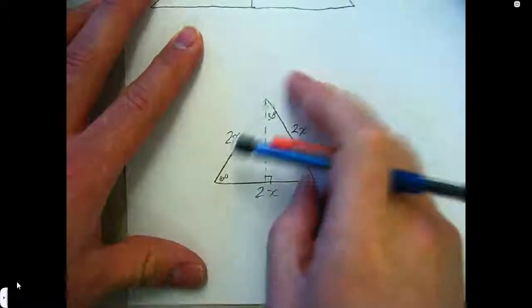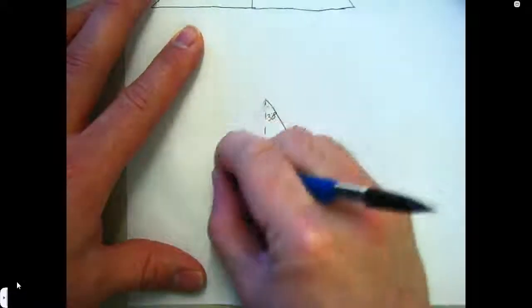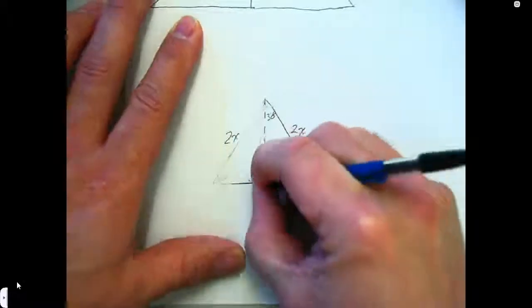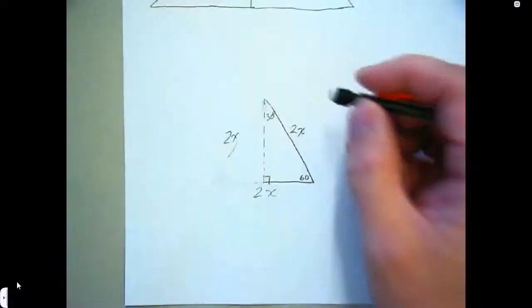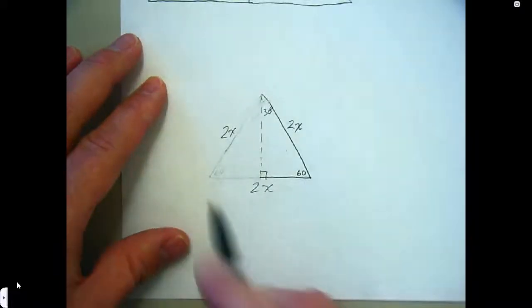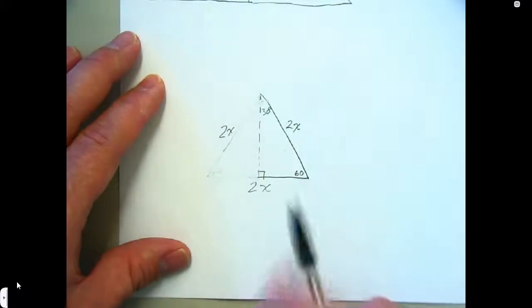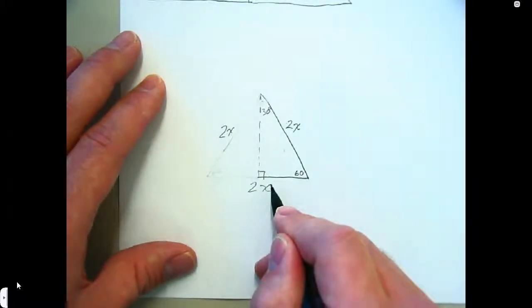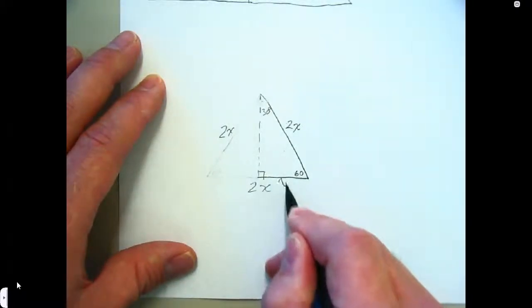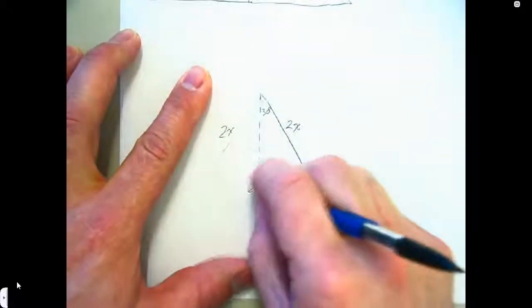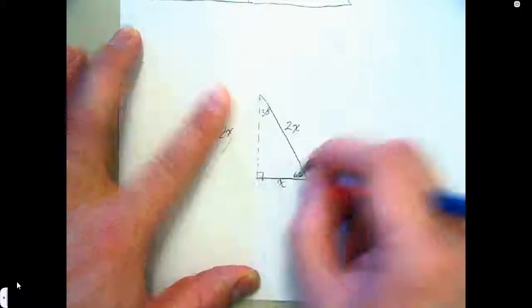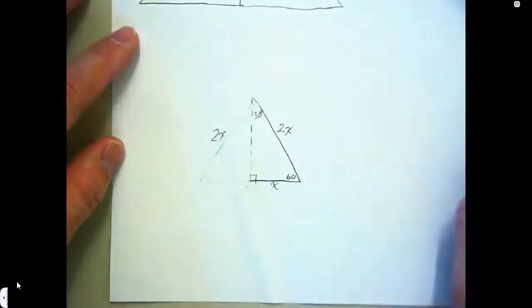Okay? So look, if I've got the 2x, 2x, 2x, and I erase this chunk of the triangle, I now am left with a 30, 60, 90. And rather than having 2x on the bottom, I'm left with just x. Good. That's how we get that relationship.